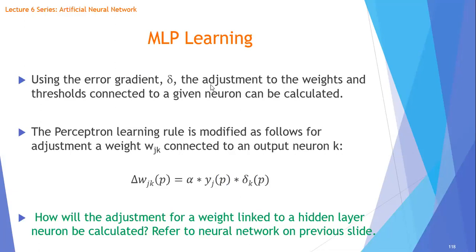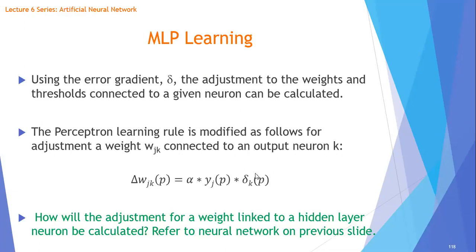So we've already mentioned we're going to use the error gradient delta instead of the error itself. Okay. And we're going to modify the perceptron learning rule as follows. Before it was alpha x e, now we have alpha y g. You have to take the input for that particular weight. So in this case, the input to the weight w_jk is y_j.